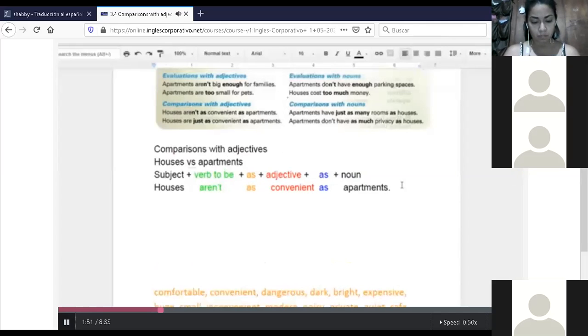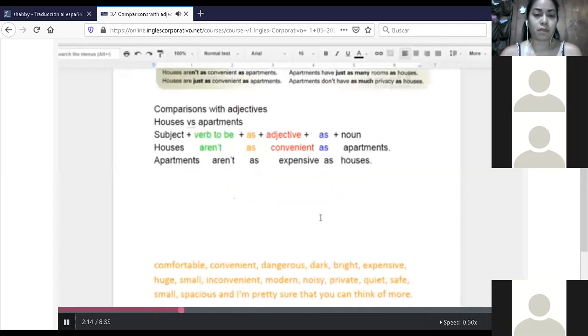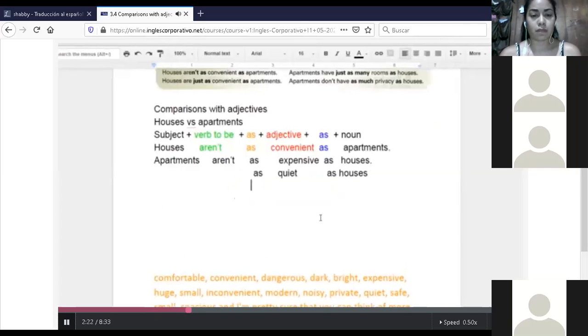Now let me give another example. What I want to do now is choose a different subject. So in this case, I'm going to say apartments. And I'm going to continue to make negative statements there. Apartments aren't as expensive as houses. Apartments aren't as quiet as houses. And you can say apartments aren't as, and I'll use the adjective here, spacious as houses.